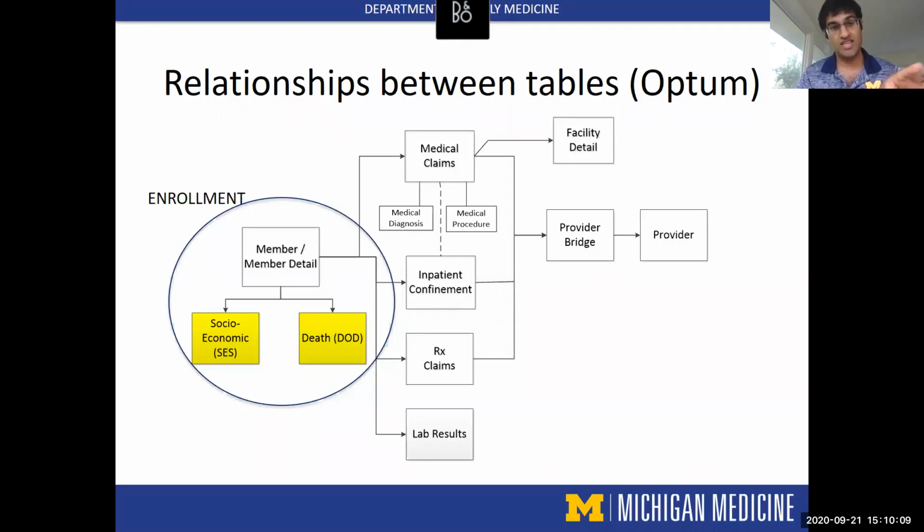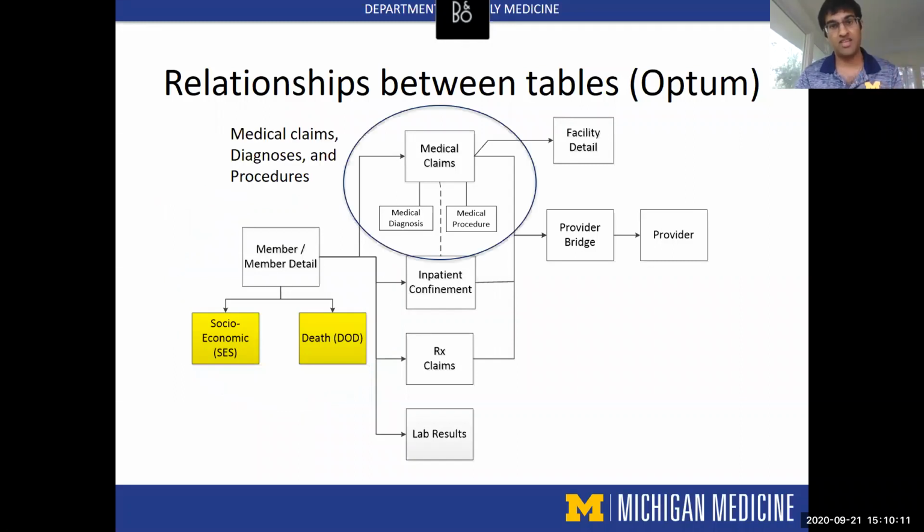A lot of times these enrollment files can be merged or joined to medical claims. So these medical claims are a composite of basically all the types of services that are being used by the patient that are billable. So that could include any patient setting for which we have billable services, and we can identify the types of procedures based on various procedure codes, as well as medical diagnosis based on diagnostic coding.